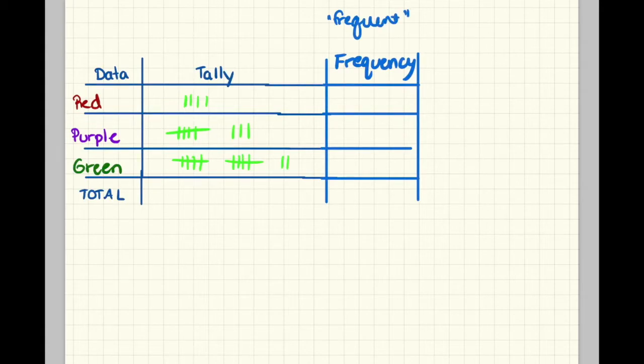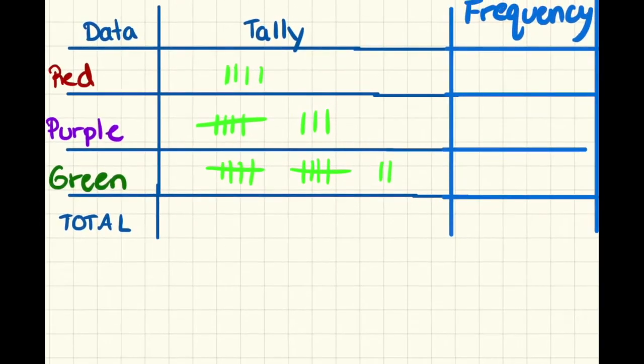Frequency can be defined as how often it shows up. Basically, the frequency is just the number. So you're going to convert your tallies into the actual standard notation, the number. In our first tally, there are 1, 2, 3, 4 tallies, so the frequency is that 4 people said red in our imaginary scenario.